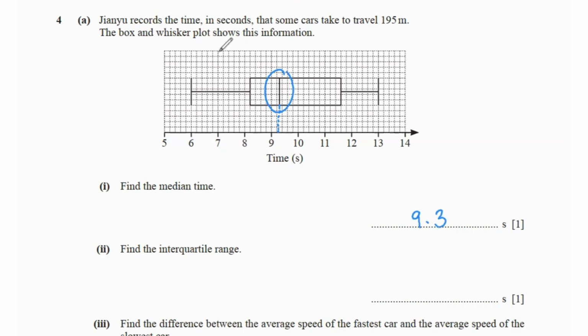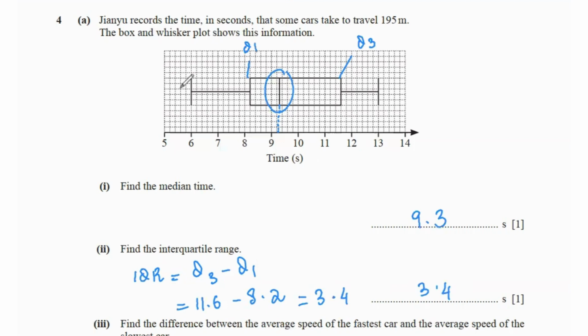Then the interquartile range. This is your lower quartile and this is your upper quartile. So Q1 is 8.2 and the interquartile range is Q3 minus Q1. Q1 is 8.2 and Q3 is 11.6. So 11.6 minus 8.2 is 3.4. And in case you don't know, this is your minimum value and this is your maximum value.